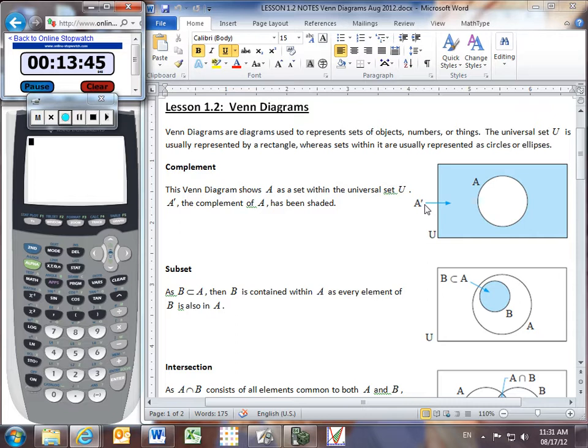Let's look at the concept of a subset. If B is a subset of A, then we know that B is entirely contained within A because every element of B is inside A. And so this is a diagram of a situation where the set B is completely contained by a larger set A, so we would say that B then is a subset of A.